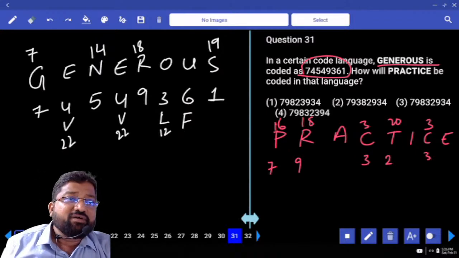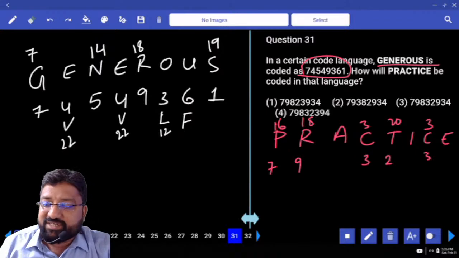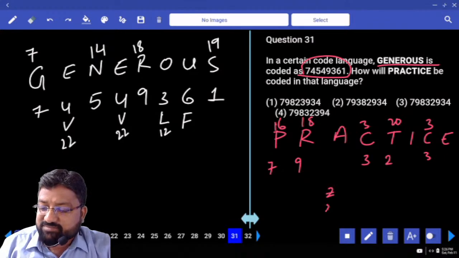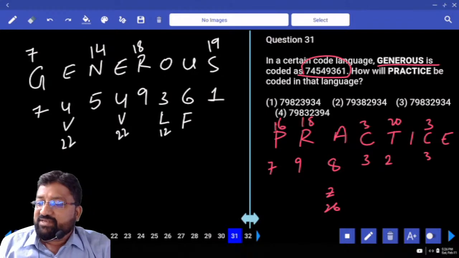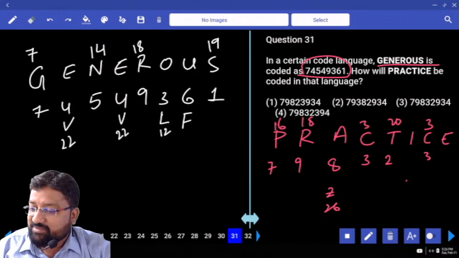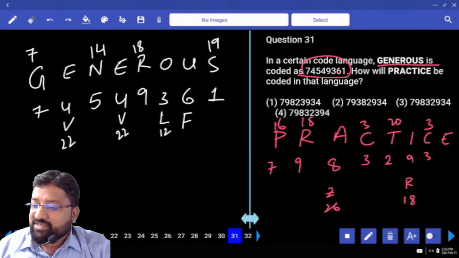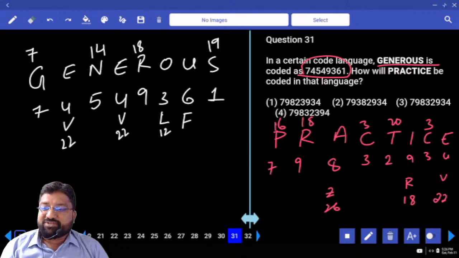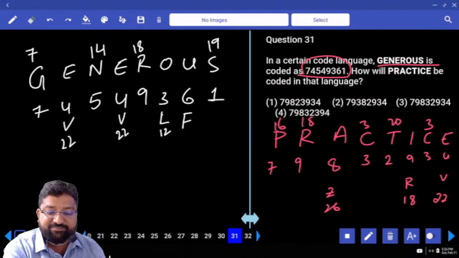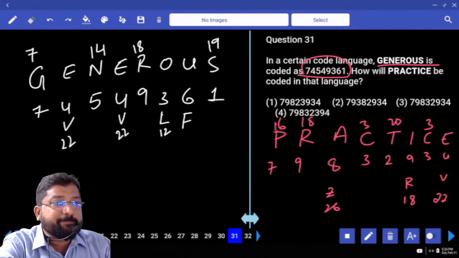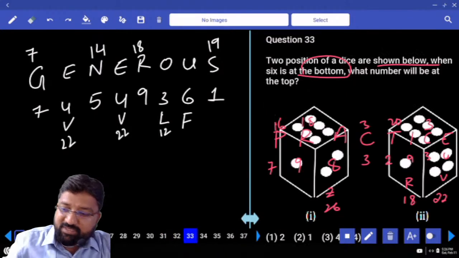A, vowel, opposite letter. What is the opposite letter? Z. Place value of Z, 26. 2 plus 6, 8. I, R. What is the place value of R? 18. 1 plus 8, 9. E, V. V is how much? 22. 2 plus 2, 4. What's the answer? 798, 32934. Can you please tell me what option is my answer? Come on. Third option. Next question.